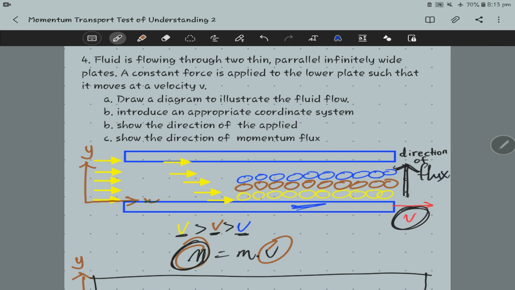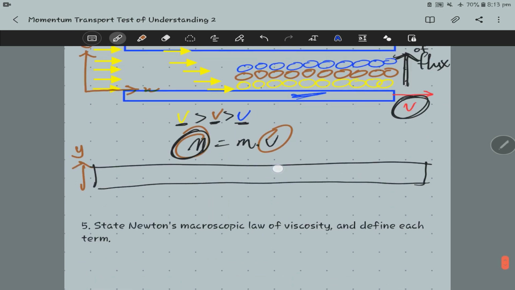So now we've answered all the questions, right? It depends on you. You can choose to use the arrows to illustrate that microscopically, or you can choose to use the molecules to represent that microscopically, right? All right.